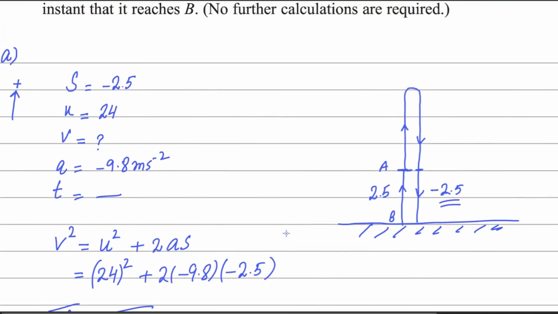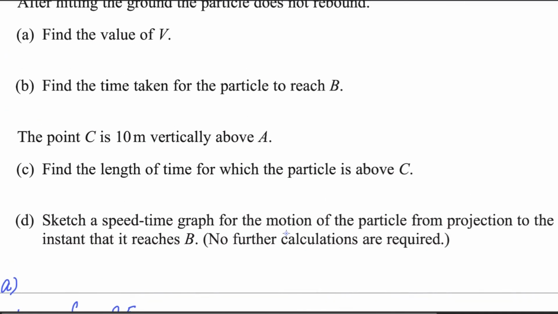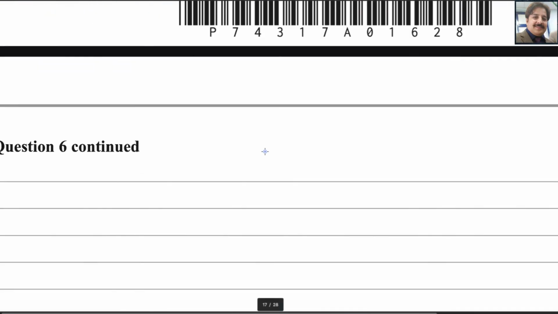Now for the third part, the point C is 10 meters vertically above A. Find the length of time for which the particle is above C. So this point C is 10 meters above A. That's it. Let me redraw this diagram over here for the last part, part C.